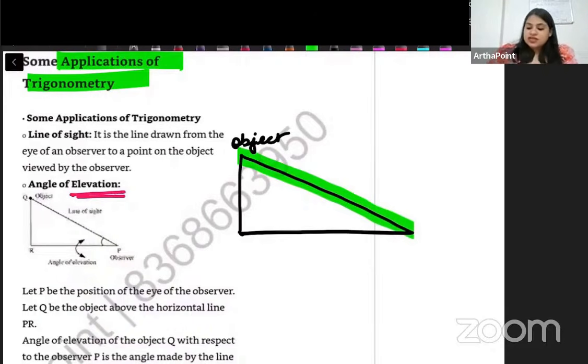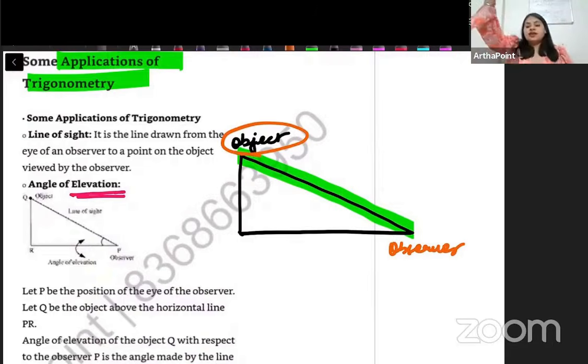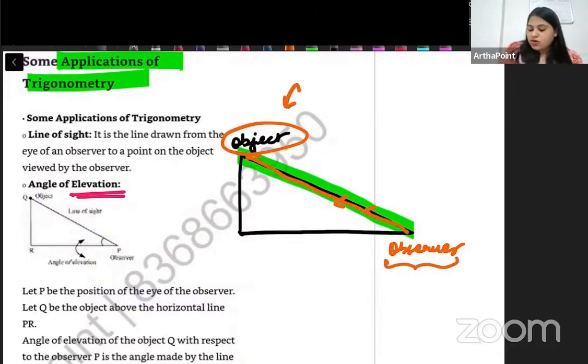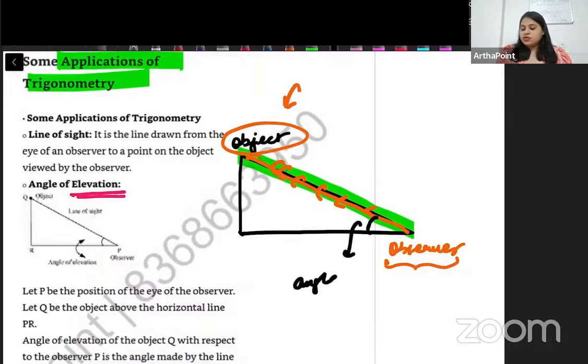Right? This is the object. This is the observer. I can be on top and looking at something below. I can be below and looking at something on top. So I can be on the ground and looking at the edge of the Qutub Minar, at the top of the Qutub Minar. So this is observer, this is the object, this is the line of the observer, how the observer is looking. Now, there is something which is known as angle of elevation. So angle of elevation is this. This is the angle of elevation.